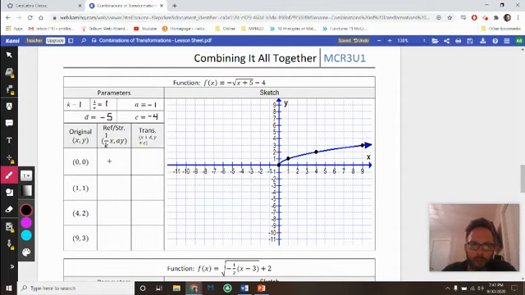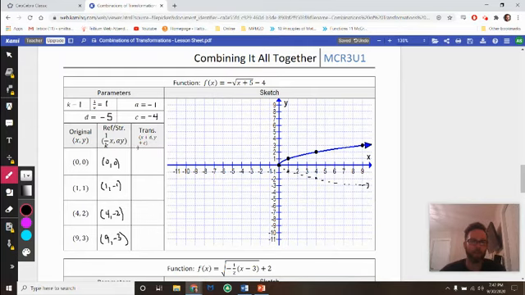All right, so let's do our reflections and stretches. This one's not so bad. All we're doing is changing the sign of the y value. 0, 0, 1, minus 1, 4, minus 2, 9, minus 3. All that's going on with k and a is just a vertical reflection, a reflection in the x-axis. 9, negative 3. Maybe make a dashed line, a little intermediate step there.